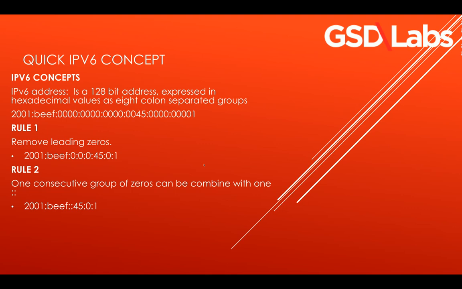You can only do this once, which means you could take that address and write it as 2001:BEF:: which takes the 3 zeros and combines them into 2 colons, and then 45:0:1. The reason you can do this only once is that if you put the double colon twice in the address, the system would have no way to know how many groups of consecutive zeros you had in each of them. So you do it once so the system can properly calculate the number of zeros.